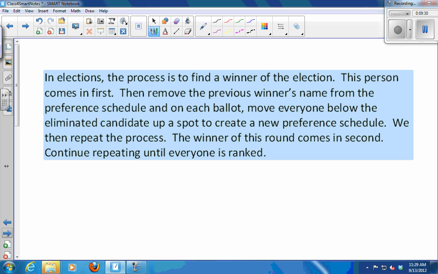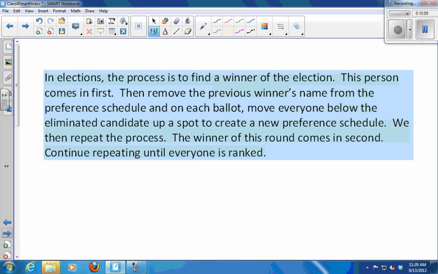So in elections, the process is to find a winner of the election, and that person comes in first. So you just carry out the election as though you just wanted to find the winner. And then the person who wins gets first. Then you remove that person's name from the election and hold a whole other election with the 3 losers, right? So you determine the winner of the losers, and that person gets second place. Then you take that person's name out, and you hold another election to determine who gets third place, etc. You can do this with any of the methods.